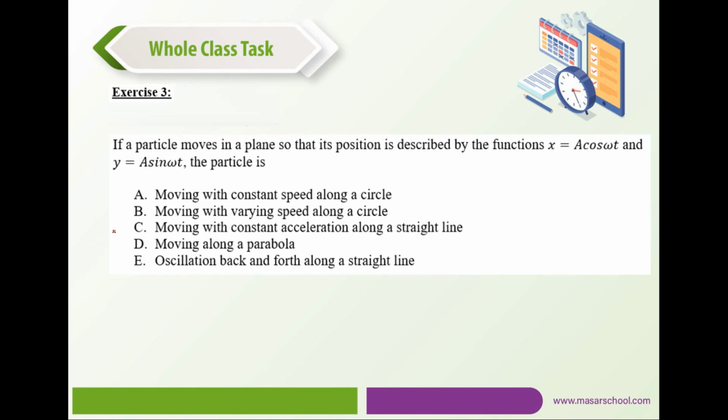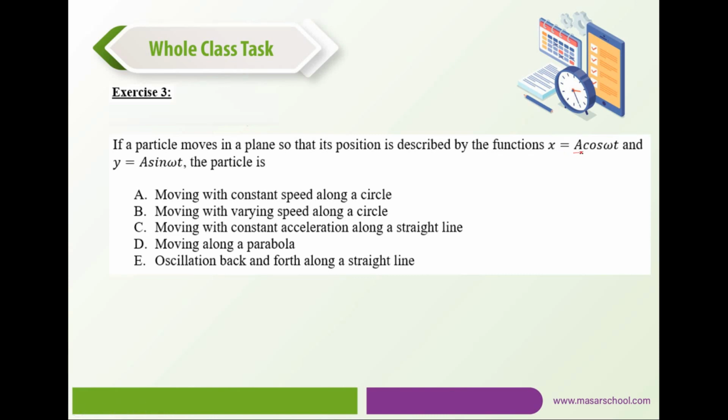Now exercise 3. If a particle moves in a plane so that its position is described by the functions x equals a cosine omega t and y equals a sine omega t, the particle is... Then if we refer to the choices, we are interested in the trajectory, whether it's circular, parabolic, or a straight line, and we need to discuss the speed. Now first of all, because we have trigonometric functions, we might be talking about circular motion.